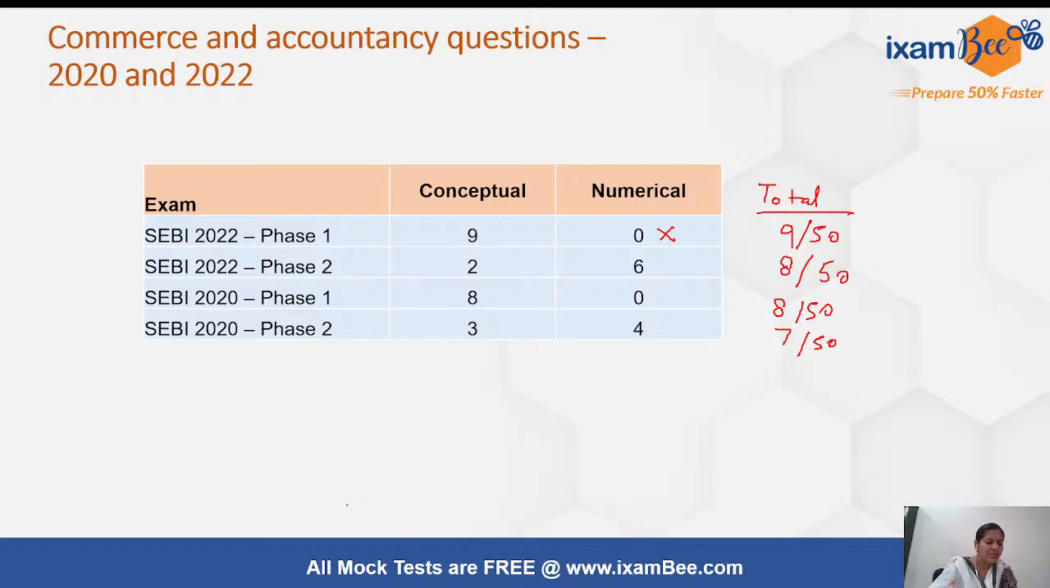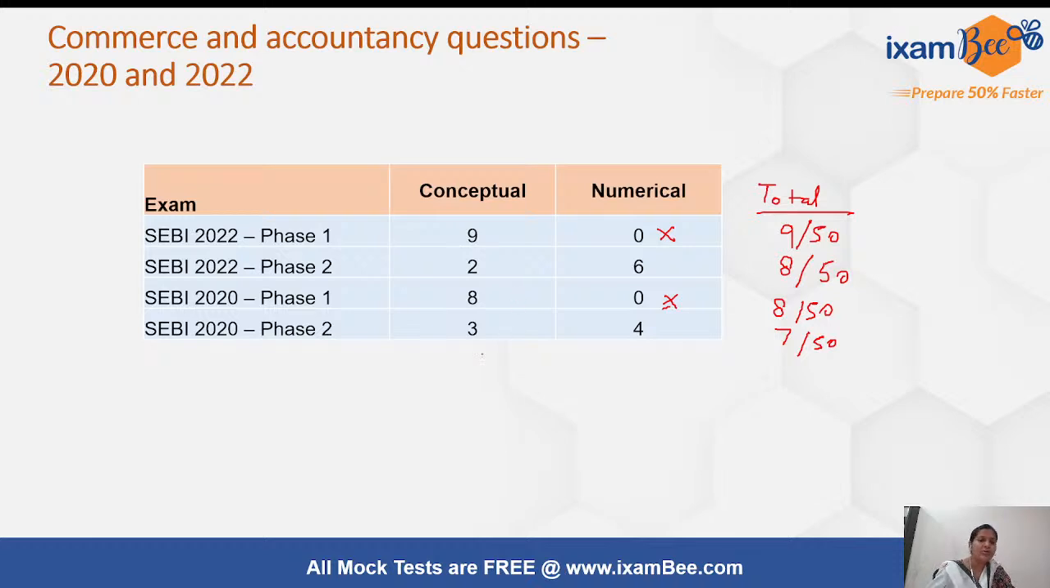Okay, so I will now move on to discuss this agenda. There were these questions in phase 2 of 2022. Yes, there were numericals. There were a total of 8 questions; 6 of them were numericals and 2 were conceptual questions. In 2020 phase 1, there were no numericals. 8 conceptual questions were there.